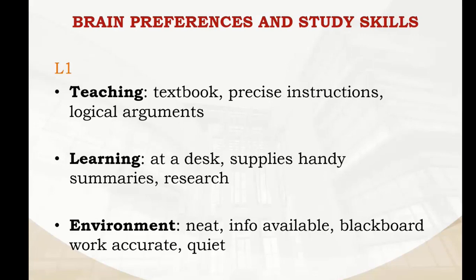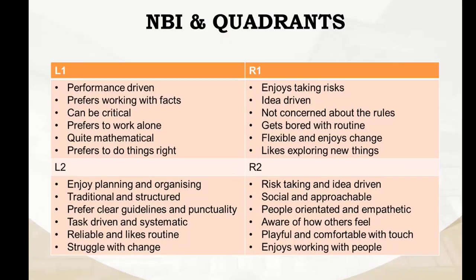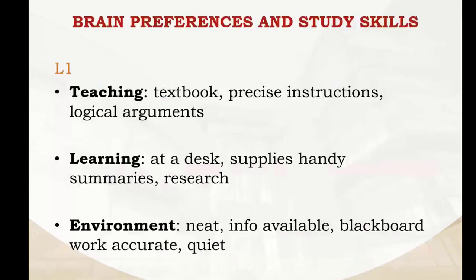with these quadrants. L1s, remember, are performance driven. They are very critical. They prefer to work alone. They're very mathematical. Their things need to be right always, and they're very factual. But then how do they study? What kind of an environment do they need? They prefer to study with textbooks because the textbook is black and white, so it makes sense to their brain.